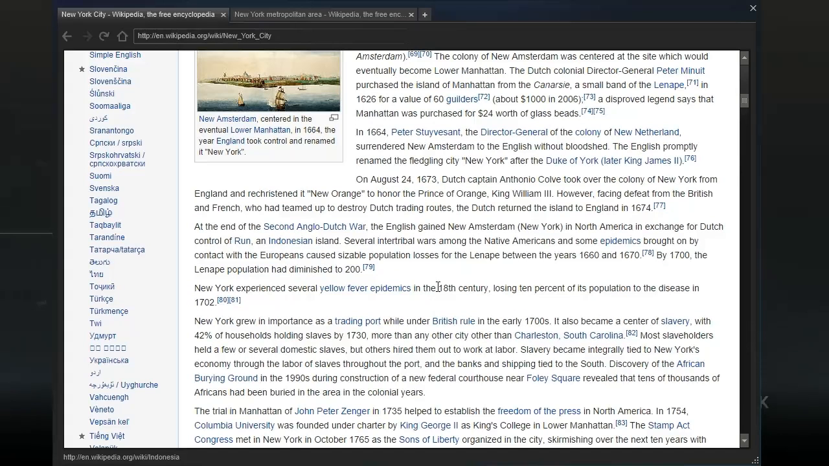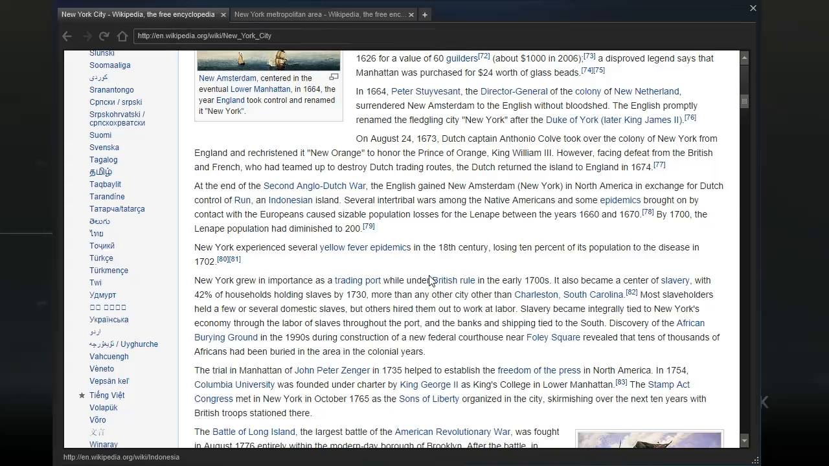Several intertribal wars among the Native Americans and some epidemics brought on by contact with the Europeans caused sizable population losses for the Lenape between the years 1660 and 1670. By 1700, the Lenape population had diminished to 200. Well, there goes the Native Americans, all dead.